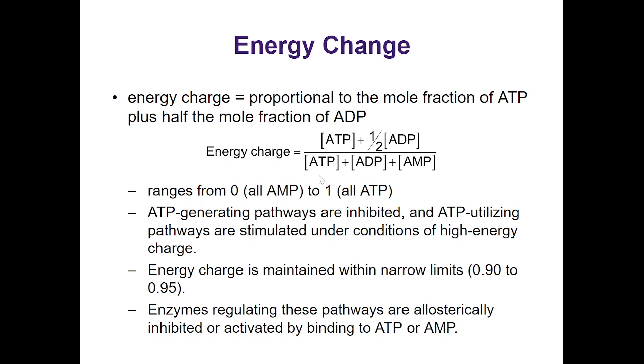The ATP generating pathways are going to be inhibited, and ATP utilizing pathways are going to be stimulated under conditions of high energy charge. The energy charge is maintained within narrow limits. Typically, it's maintained in your cells at 0.9 to 0.95. The enzyme regulating pathways are going to be allosterically inhibited or activated by binding to the ATP or AMP.